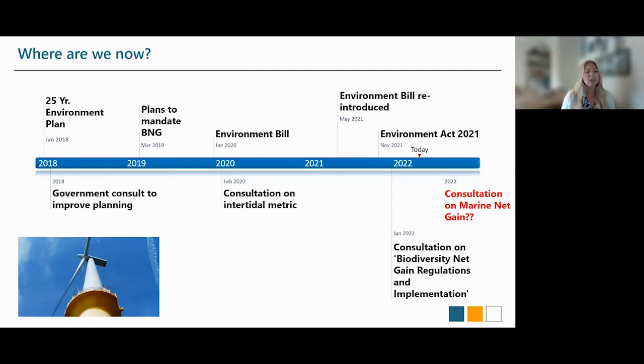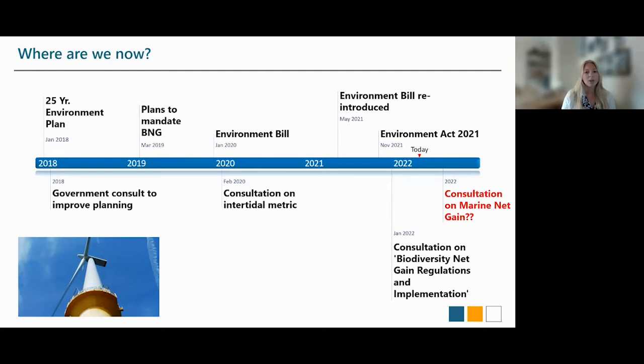They then subsequently consulted to improve planning in England, and it was at this point that they decided to introduce a system to achieve biodiversity net gain under the Town and Country Planning Act. So in March 2019, the government confirmed that they were going to make biodiversity net gain mandatory under the Town and Country Planning Act. And that meant that it was going to include habitats down to mean low water, so terrestrial and intertidal.